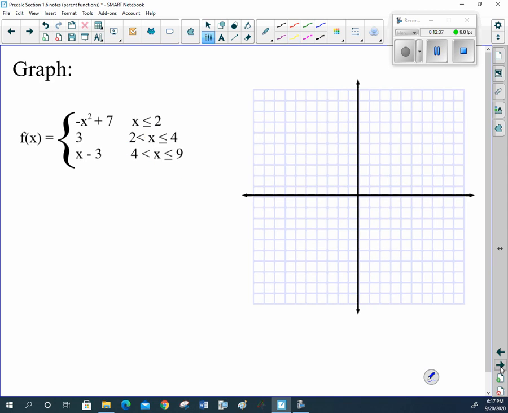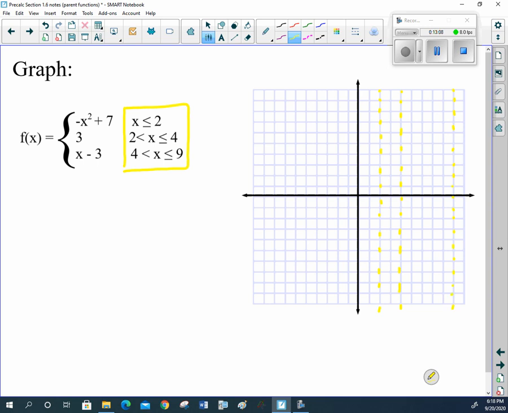Okay, this piecewise looks like it has 3 graphs. So I'm going to have to go ahead and put those boundary lines in. So I do a quick look over here on the right, see what I'm working with. It looks like I've got 2s, 4s, and 9s. I'm going to put a boundary line at 2, and then another one at 4, and then another one at 9.